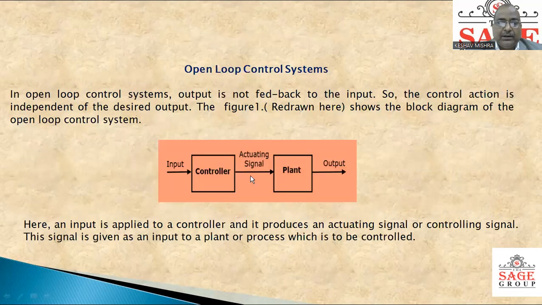This is the diagram representing the open loop control system. There is no feedback path from output to input, or we are not making any loop around this control system. So the input, which is applied to the controller, will produce the controlled signal, also called the actuating signal. This actuating signal will control this plant or processing unit, and finally we will get the desired output.